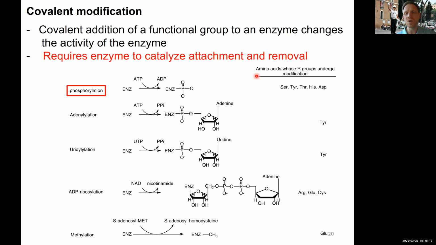And so there's a number of these types of covalent modifications. We only will actually focus on the first one here, which is phosphorylation. There are a number of others, adenylylation, uridylylation, methylation, and so forth. That's not even the entire list here. But we want to look at phosphorylation here. That actually happens to be one of the major ones, if not the predominant one, to modify enzyme functions through covalent modification.